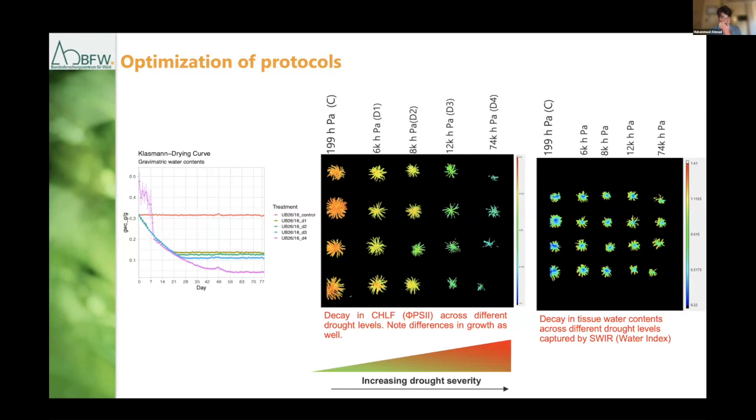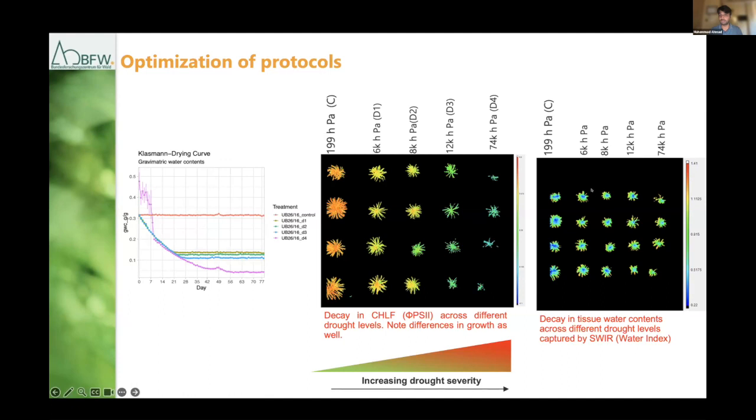What we did was grow them at different water potentials, which represent different levels of water stress. What you can see here on the images, under different water potentials, is a nice gradient in the chlorophyll fluorescence data. As you move from left to right, the lower the water potential is, the lower the chlorophyll fluorescence is, meaning you can nicely differentiate between different gradients of drought stress.